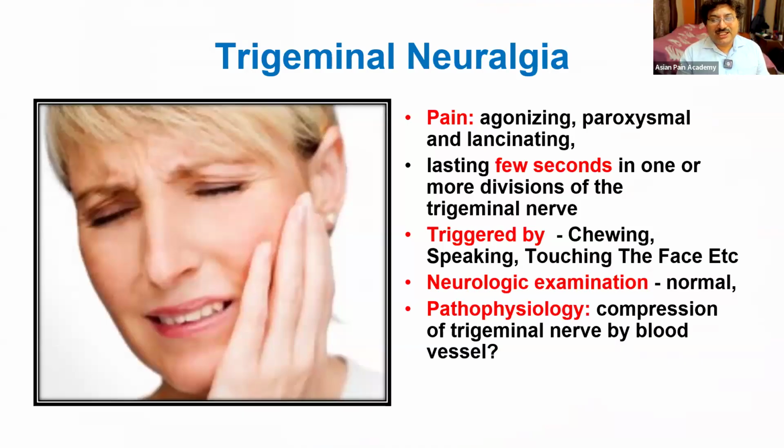Let us discuss a little bit about trigeminal neuralgia. We all know trigeminal neuralgia is a syndrome of pain which is agonizing, paroxysmal, lancinating, and which lasts for a few seconds. Okay, there could be successive attacks, but each should be within a few seconds, and after that there will be a pain-free period. Remember, sometimes there could be successive attacks of pain which do not allow the patient to enjoy the pain-free period, and sometimes it can be triggered by chewing, speaking, touching the face, etc.